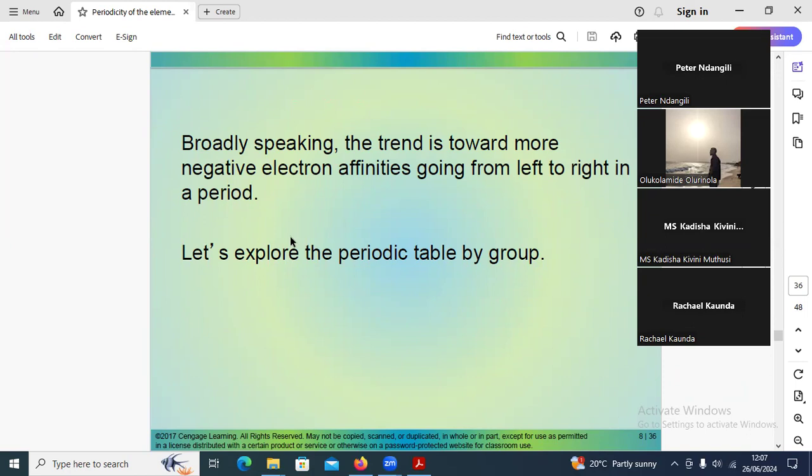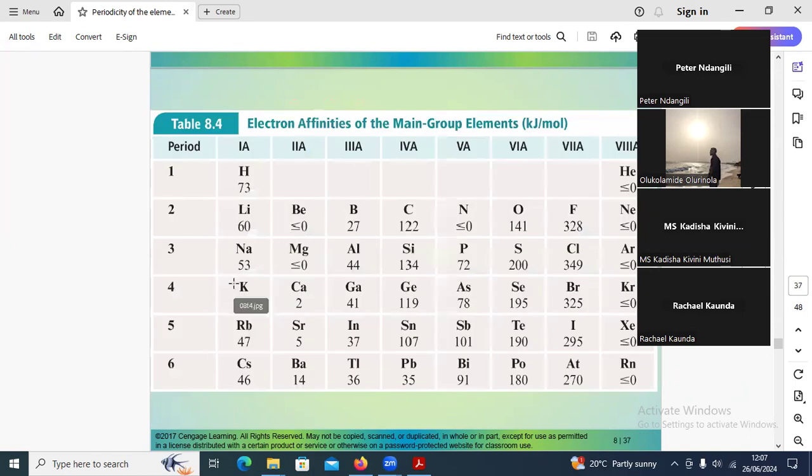But we can look at what is happening by group. Now, look at what is happening here. In group 1, you have 73, you have 60, you have 53, you have 48, you have 47, you have 46. So this is actually showing a general trend whereby it is decreasing.